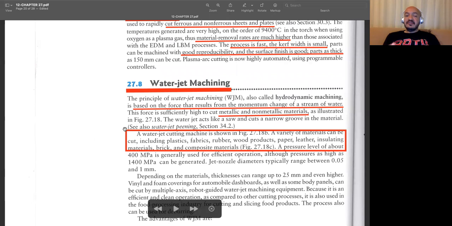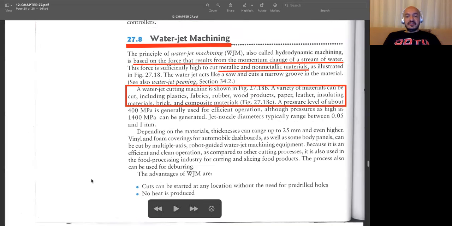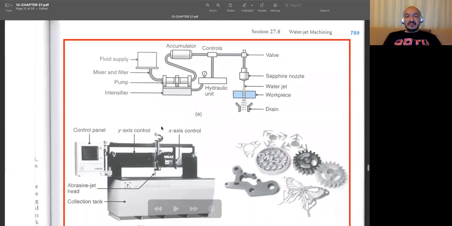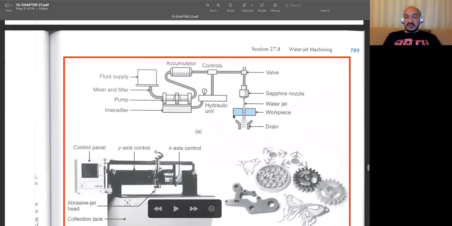And as in the case of other advanced machining operations, we don't have sharp cutting edges. So for the fabrication, for the machining of composites or different fabrics such as leather or wood products, people prefer to use water jet machining. And here you can see an example, a schematic sketch of this machine. Workpiece, as you see, we have high pressure water. While it's hitting this workpiece, it removes material.